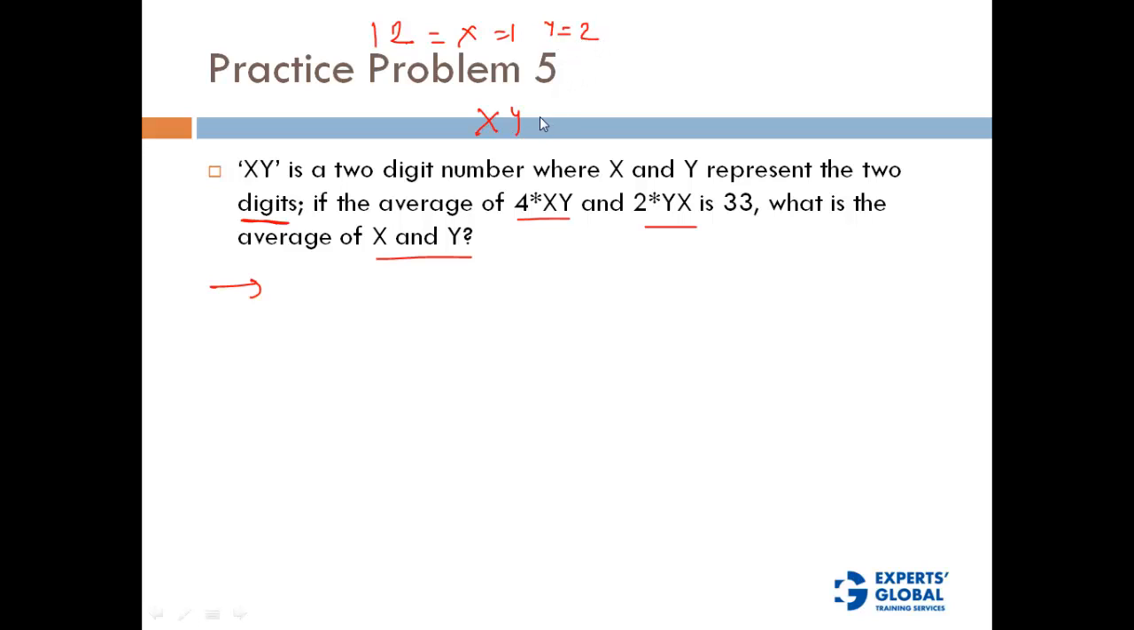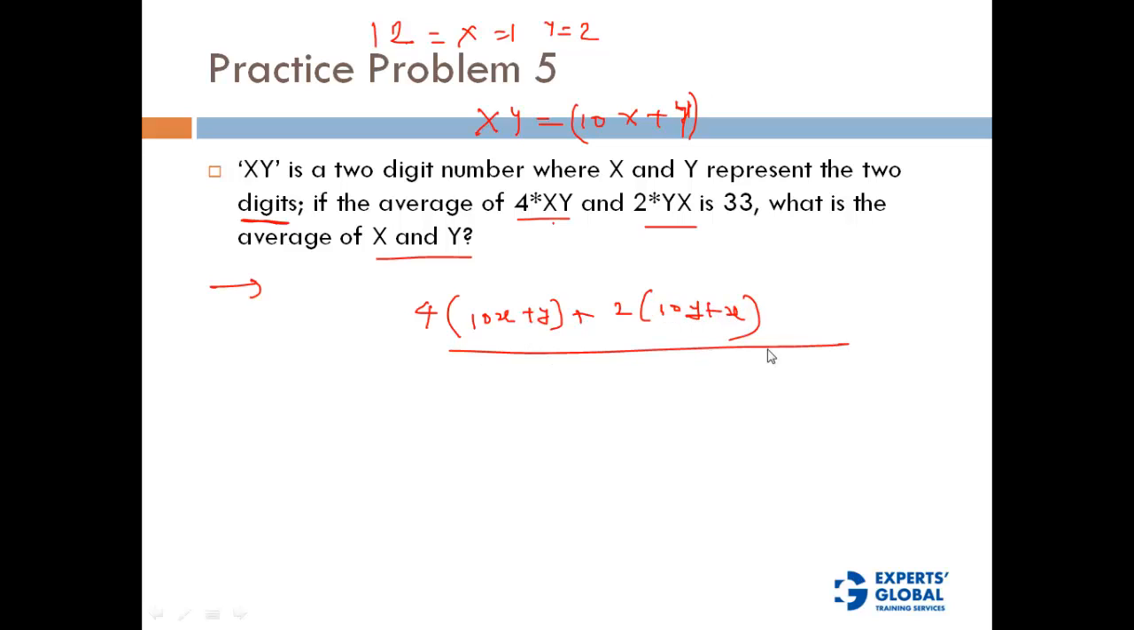So XY can actually be written as 10X plus Y, right? This is a very important concept. And we know the average of 4XY and 2YX is 33. So for 4XY, XY is 10X plus Y, and for 2YX, YX is going to be 10Y plus X. The average of these two is equal to 33.